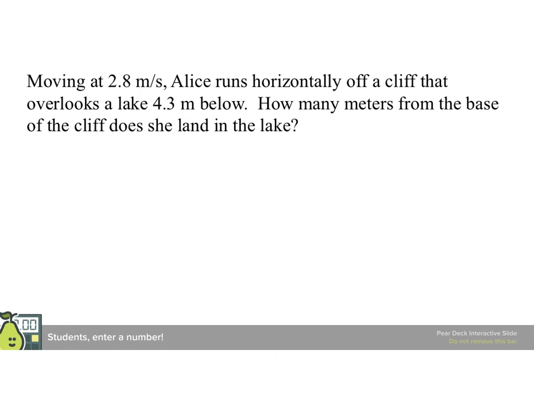All right. Do this one as a practice, and then we'll move on to the next slide, which will show the solution. Moving at 2.8 meters per second, Alice runs horizontally off a cliff that overlooks a lake 4.3 meters below. How many meters from the base of the cliff does she land in the lake? So pause the video, take a shot at it, come back, and we'll solve it.